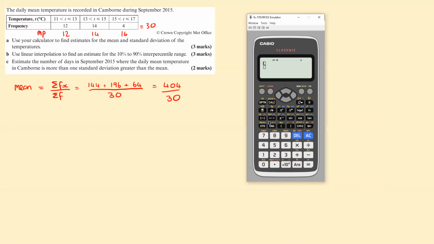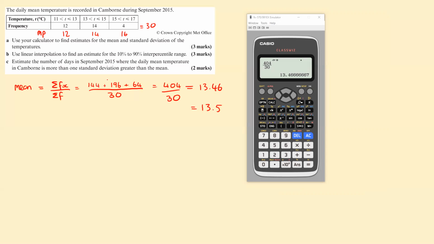So manually, hopefully I've not made a mistake there, but I'm getting the answer of 13.46, which I'm going to round as 13.5.